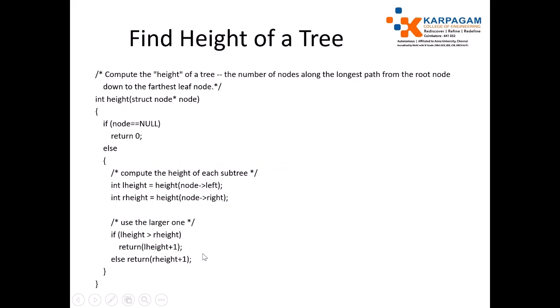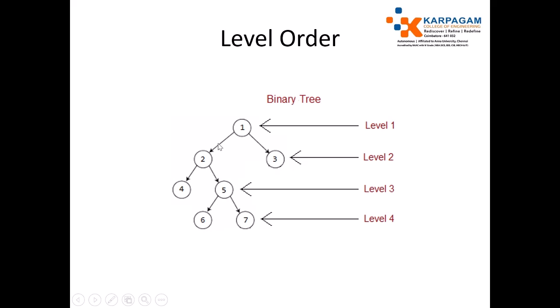Okay, so after processing, the left side will be the height. Here the number of edges is 1, 2, and 3. Which one is high? Left height only is high, no? So it just returns the left height value. That will be considered as the height of the tree. Finally, it will return the height value as 3. Okay.